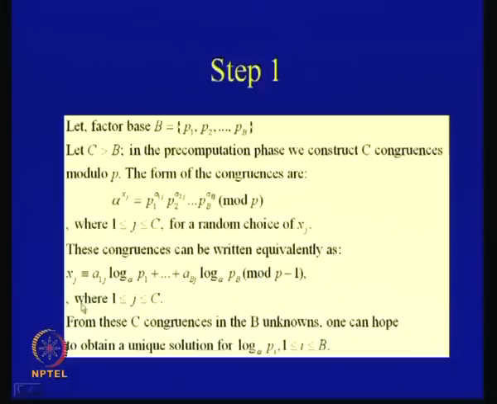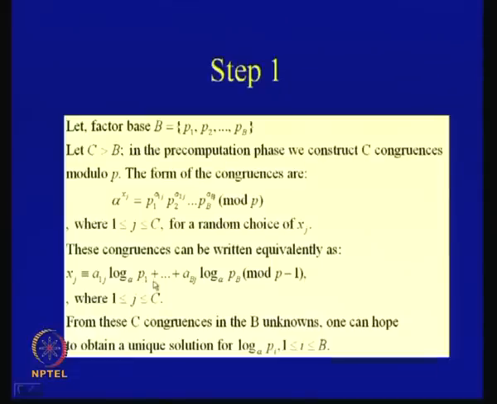So you actually are doing that and you obtain C such congruences, and since your C is greater than B, you can expect that you will have a unique solution for each of these logarithms. Okay. So using this technique you can try to compute the discrete logs of each of the prime elements in the factor base. That is your first step.